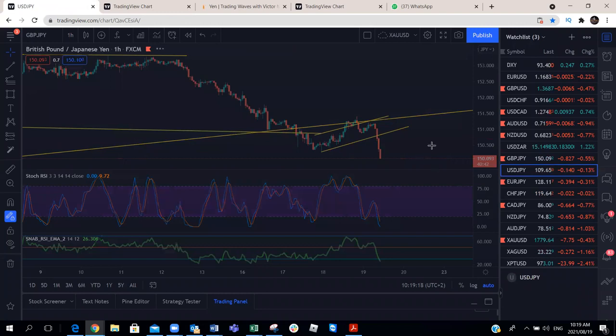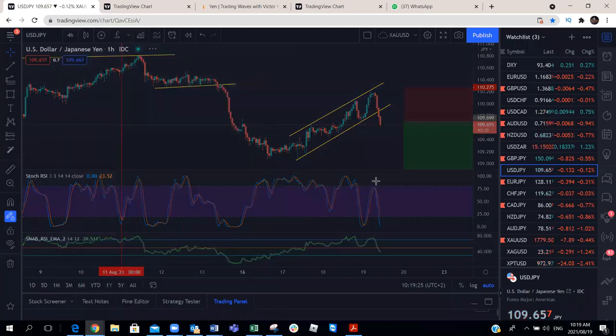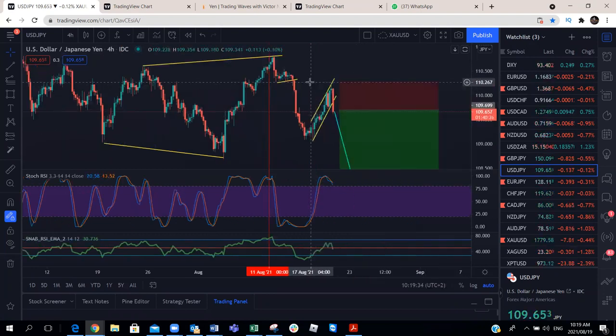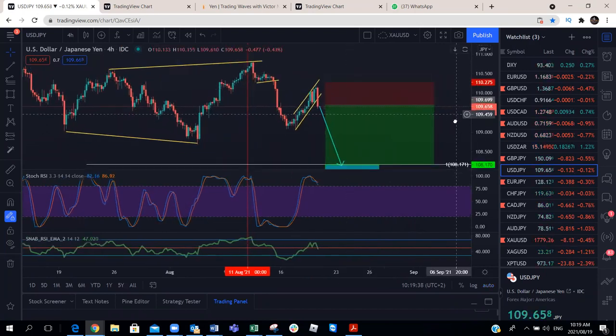US dollar yen, let's just go down to the 1 hour. I just want to repeat this one here just to check how we are doing on this one. So just keep tracking that 4-hour candle. Let us take this trade, guys, as soon as the 4-hour candle closes. But if it closes inside the boundary of the flag, do not take it.